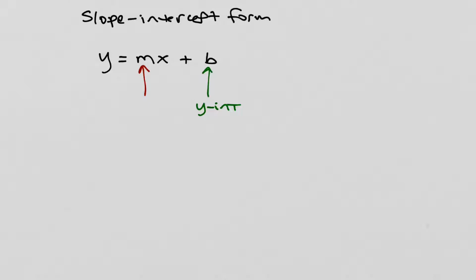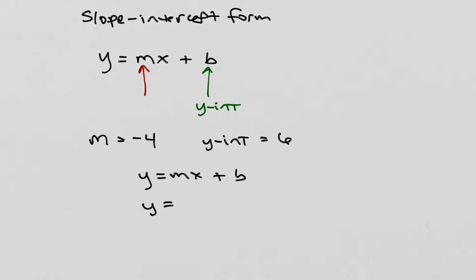So if I'm walking down the street and I see you and I say, hey, my slope on this one is -4, and the y-intercept is equal to 6, then boom, we're pretty much done. We can say the equation is y equals mx plus b, where in this case, m happens to be -4, and the y-intercept happens to be 6. Right? So I have y equals -4x plus 6 is my equation.